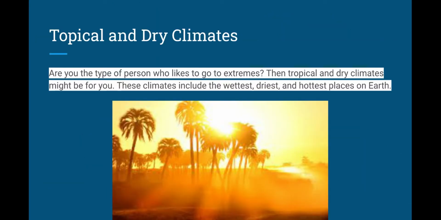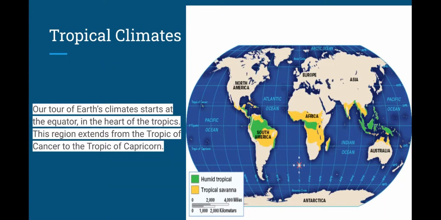Tropical and dry climates. So, are you the type of person who likes to go to extremes? Then tropical and dry climates might be for you. These climates include the wettest and the driest places on the planet. Tropical climates. Our tour of the Earth's climate starts at the equator, in the heart of the tropics. This region extends to the Tropic of Cancer and the Tropic of Capricorn.